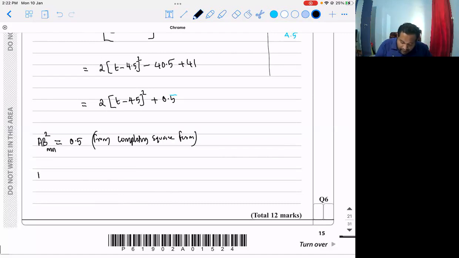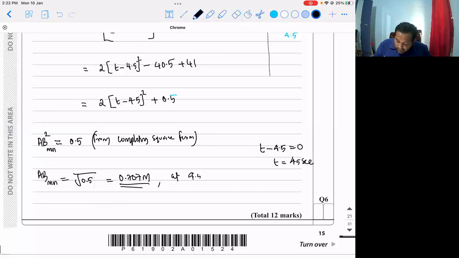Therefore, we need AB, right? AB minimum is actually what? It is square root of 0.5. And what is that? 0.707 meter. If they're also asking for the minimum time, at what time it is happening, we will equate t minus 4.5 to 0, or t is equal to what? At 4.5 seconds. So that is the idea about this question. I hope you got it.